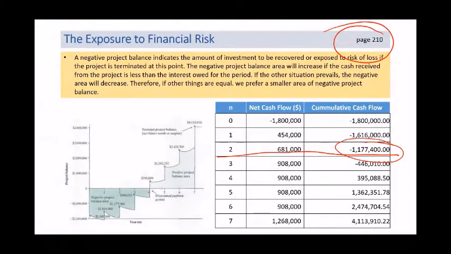It says here, if the project is terminated at the negative balance, the negative project balance area will increase if the cash received from the project is less than the interest owed for the period. Now, how are we going to assess the risk based on the project balance? If the project balance is still negative, the project is still at risk because we have not yet recovered the investment. We are still paying. We are not yet receiving income or return or benefits.